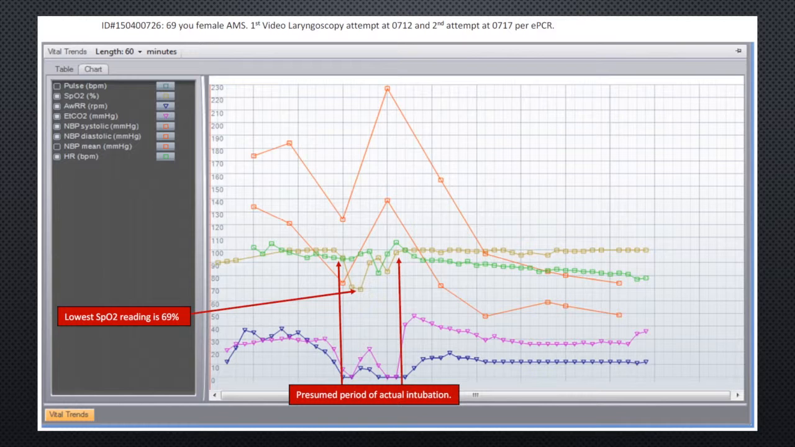These two big lines here again are systolic and diastolic blood pressure going up and down. Here's our pulse oximetry. It starts off at 90, goes up to 100. We begin the intubation. It drops down to 69, comes back up to 90, has another period where we drop down to around 85, and then the intubation is finished and it stays at 100%.